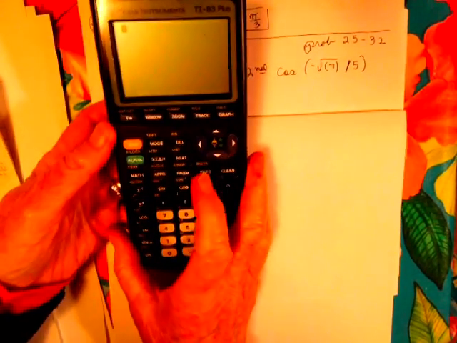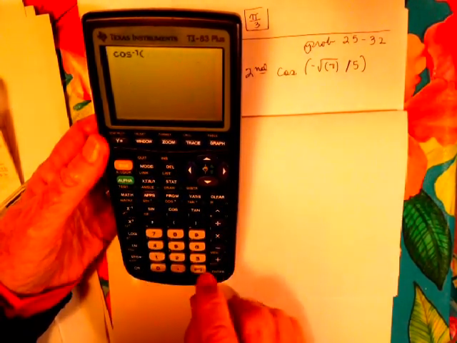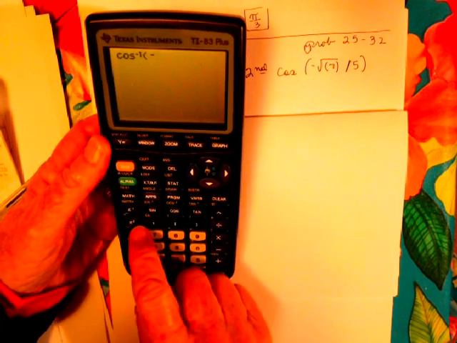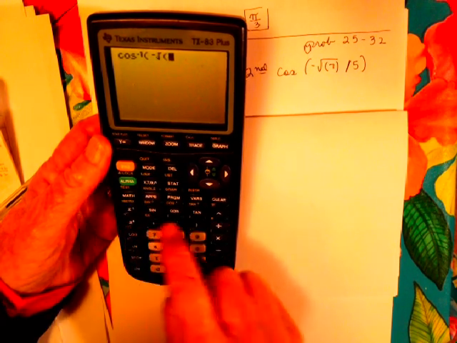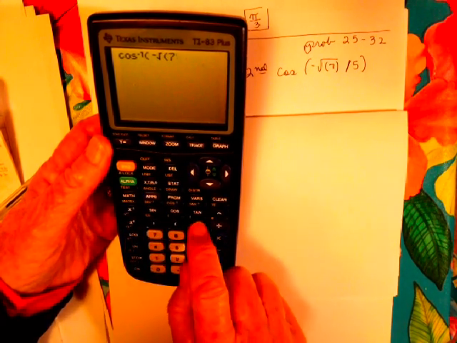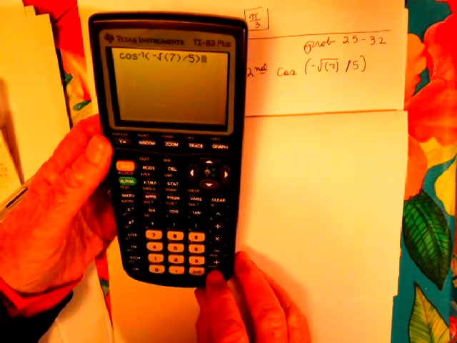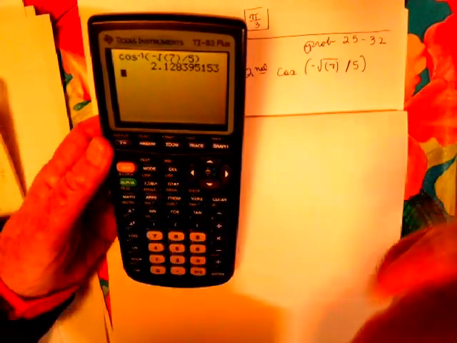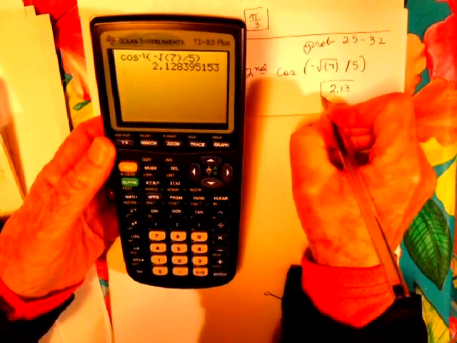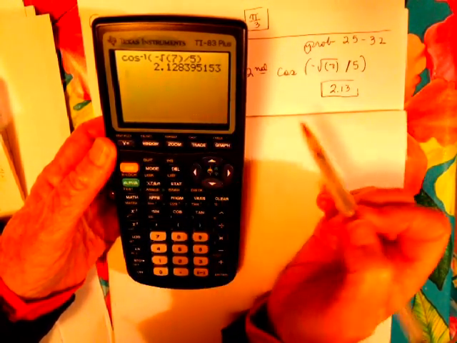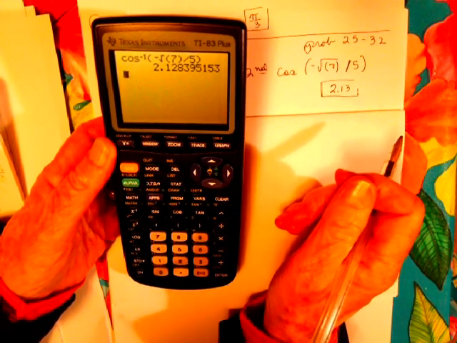Then do second cosine, opposite of, square root of 7, close parentheses, divided by 5, close parentheses, enter. You should get 2.13. Be sure that you close parentheses after that 7 because you're not taking the square root of the 5, just the 7.